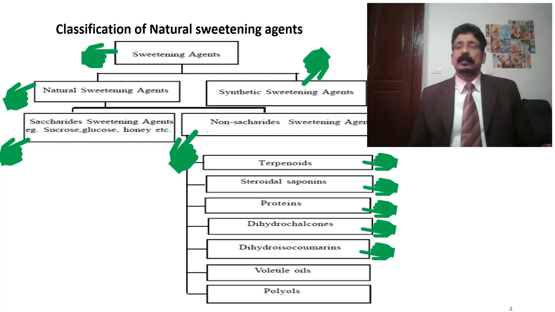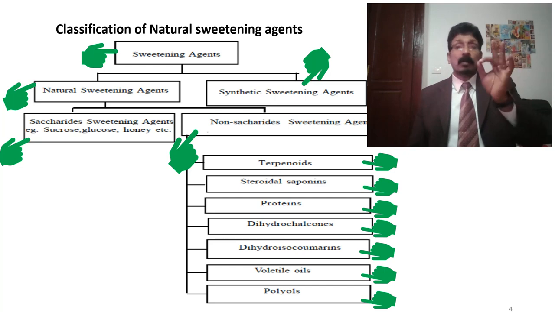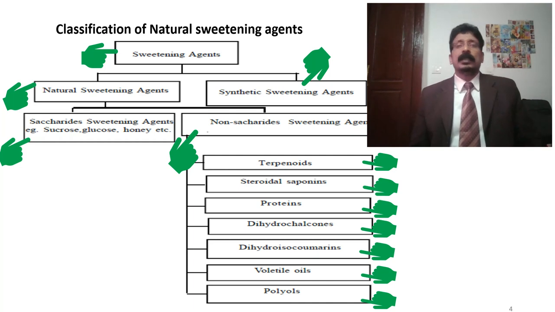Dihydroisocoumarins, volatile oils, polyols, you can say, not polyphenols, I was about to say, polyols. Polyols means OL, polyalcohols, like what we studied about glucose, for example mannitol, sorbitol; these all are polyols. We have selected natural polyols similar to glucose. We have glucose and carbohydrates, which have more use as sweetening agents. We also have some specific polyols.